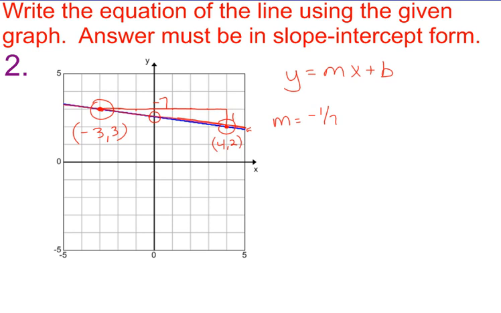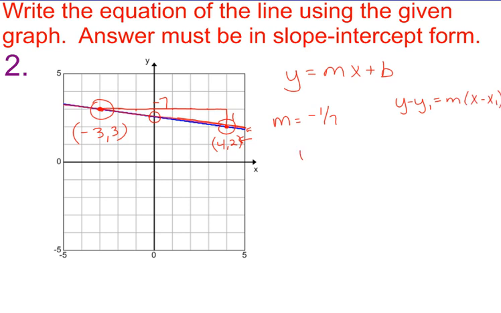So I can use either one of those points and put it in point slope form because I have a point and the slope, and then rearrange the equation into slope-intercept form. So I'm going to choose to use (4, 2), just because I like positive numbers. And remember that point slope form is y minus y1 equals m times x minus x1.